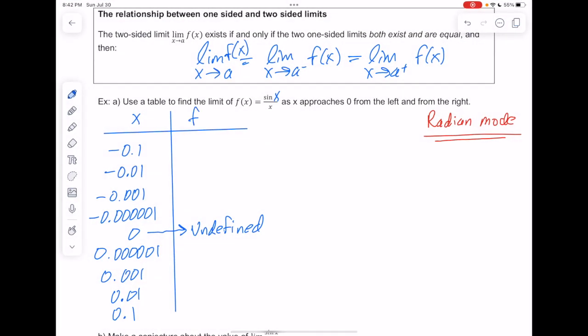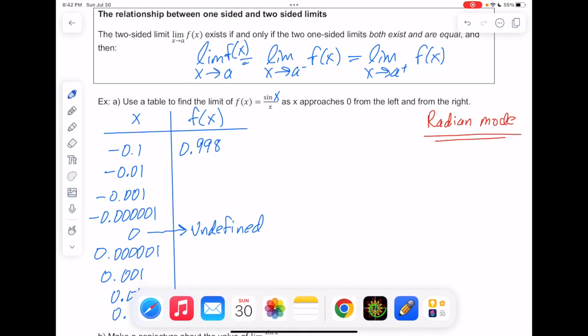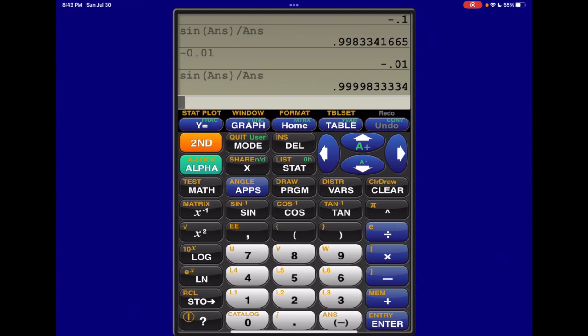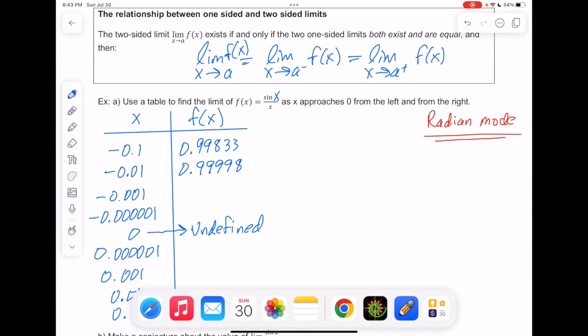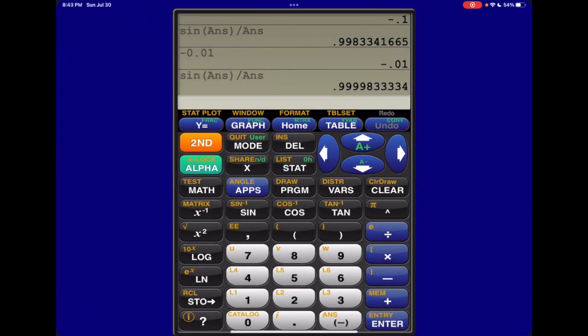So for f of x, when we plugged in the negative 0.1, we got 0.99833. Let's see, didn't hold that in the brain good enough. 0.99833, okay. And then when we plug that in with an extra 0 in there, we got four 9s and then an 8. So now let's see what happens if we increase the number of zeros, which means we're getting closer to 0.